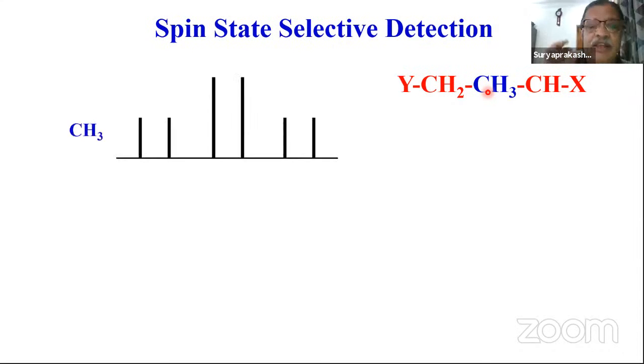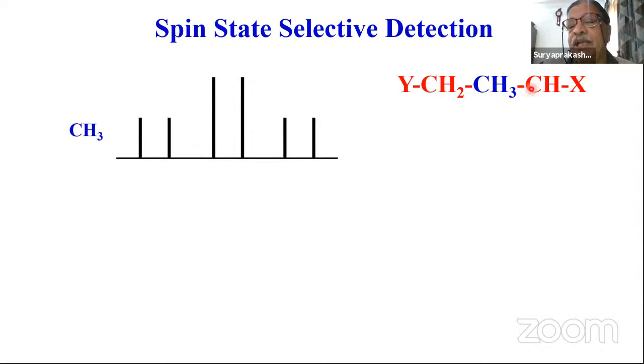Don't worry what X and Y are, some different substitutions. I'm looking at the CH3 peak. If I look at the CH3 peak, what type of NMR spectrum am I going to get for the CH3 group? All of you should know. CH3 is going to be a triplet of doublets.